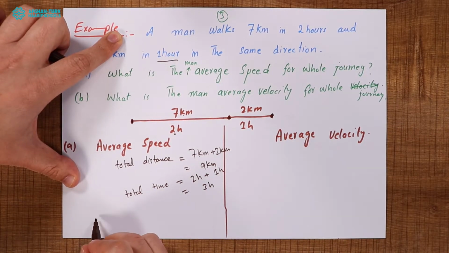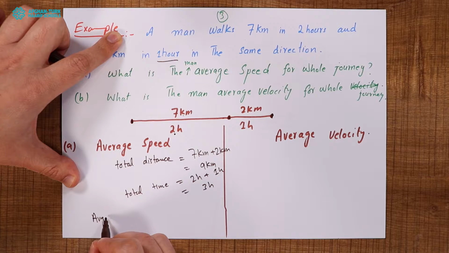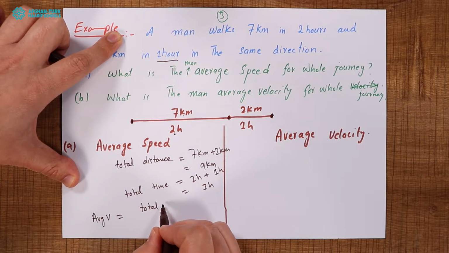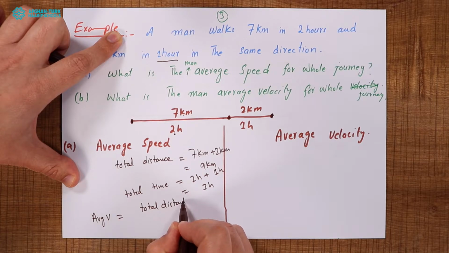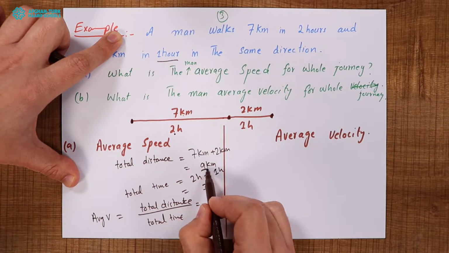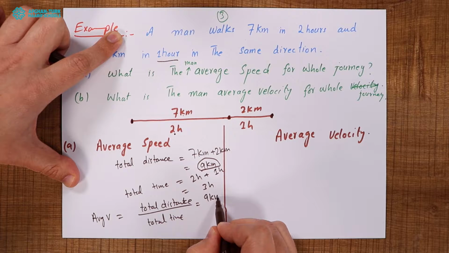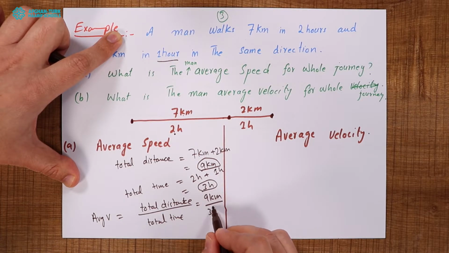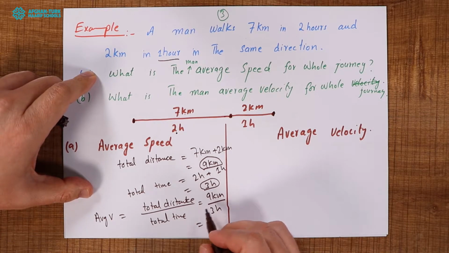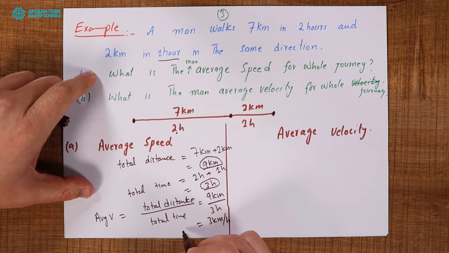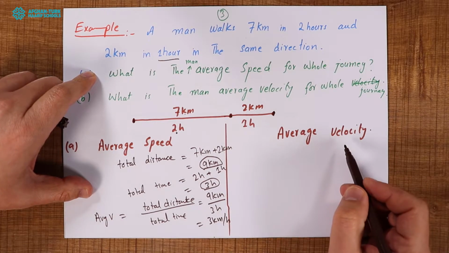So now we will find the average speed, which is equal to total distance divided by total time. Now the total distance is 9 kilometers divided by total time, which is how much? 3 hours. So now the average speed is 3 kilometers per hour. Now how can we find the velocity?